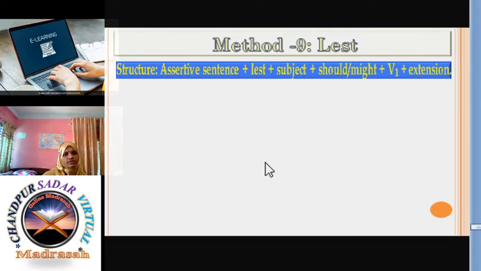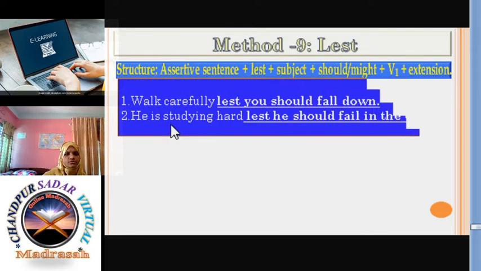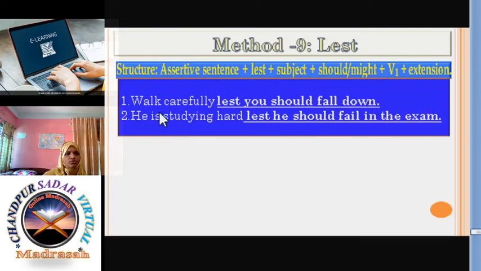Method 9, lest. What is the structure? Assertive sentence, lest, subject, should or might, verb 1, extension. So let's see some examples. Walk carefully, lest, that means subject you, should, then verb 1, fall down. Walk carefully, lest you fall down. Then he is studying hard, lest he should fail in the exam.